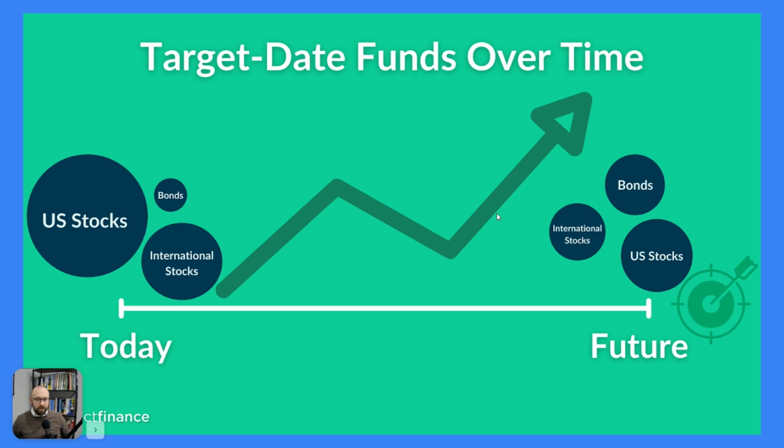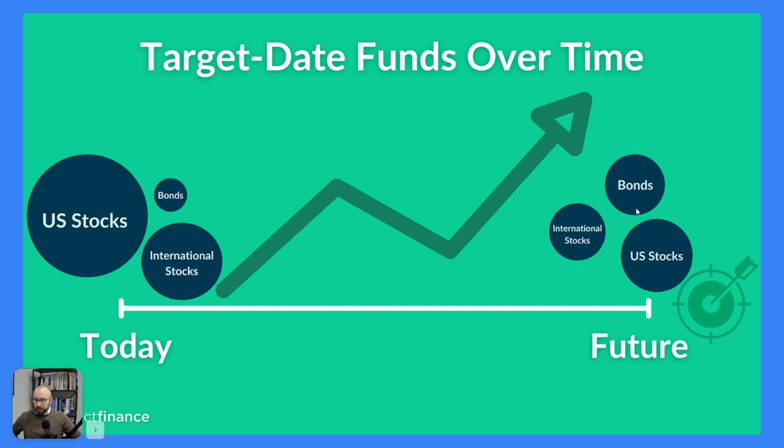You're also more than likely going to have a target date fund. What a target date fund is, it marks a future point in time, typically like a retirement date, and you will have a more aggressive allocation over here, so maybe more stocks, less bonds, and then as time goes, you will start to have fewer stocks and more bonds.